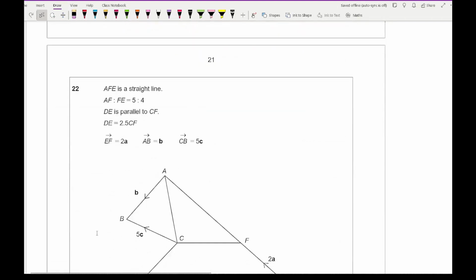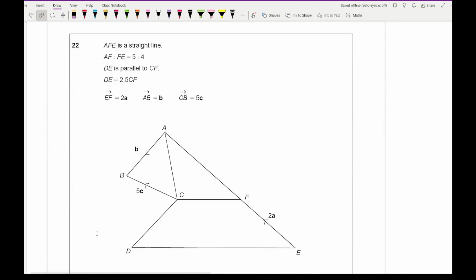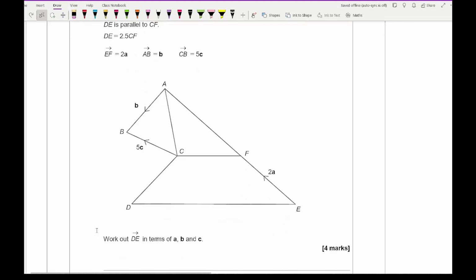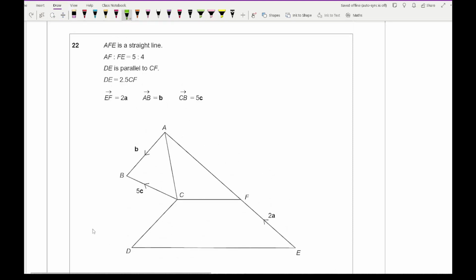Then moving on to question 22, it says AF is a straight line, A to F to E is in a ratio of 5 to 4, DE is parallel to CF, DE is equal to 2.5 CF, and we've got our vectors there. And the question is asking us to work out what D to E is in terms of A, B, and C. So let's have a look. So we want to work out what D to E is.